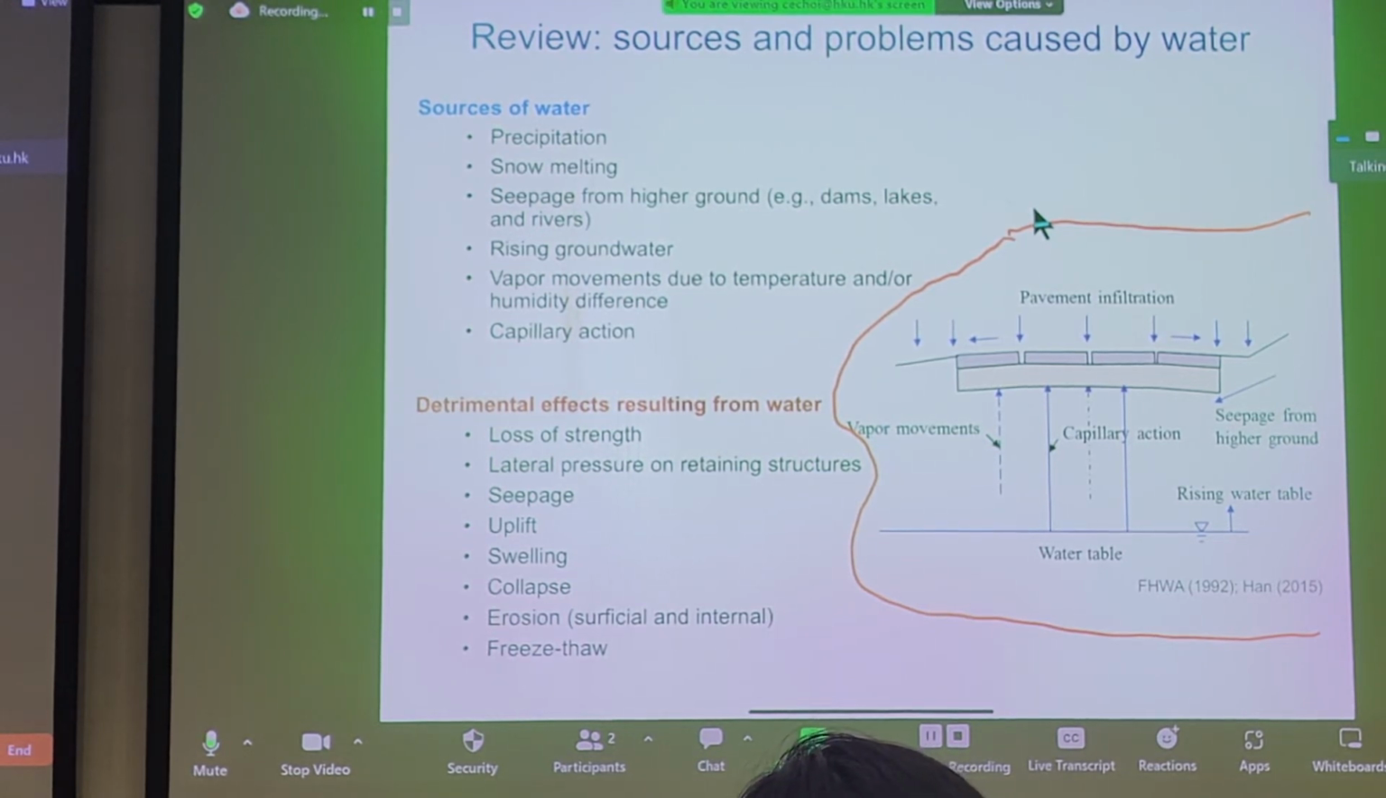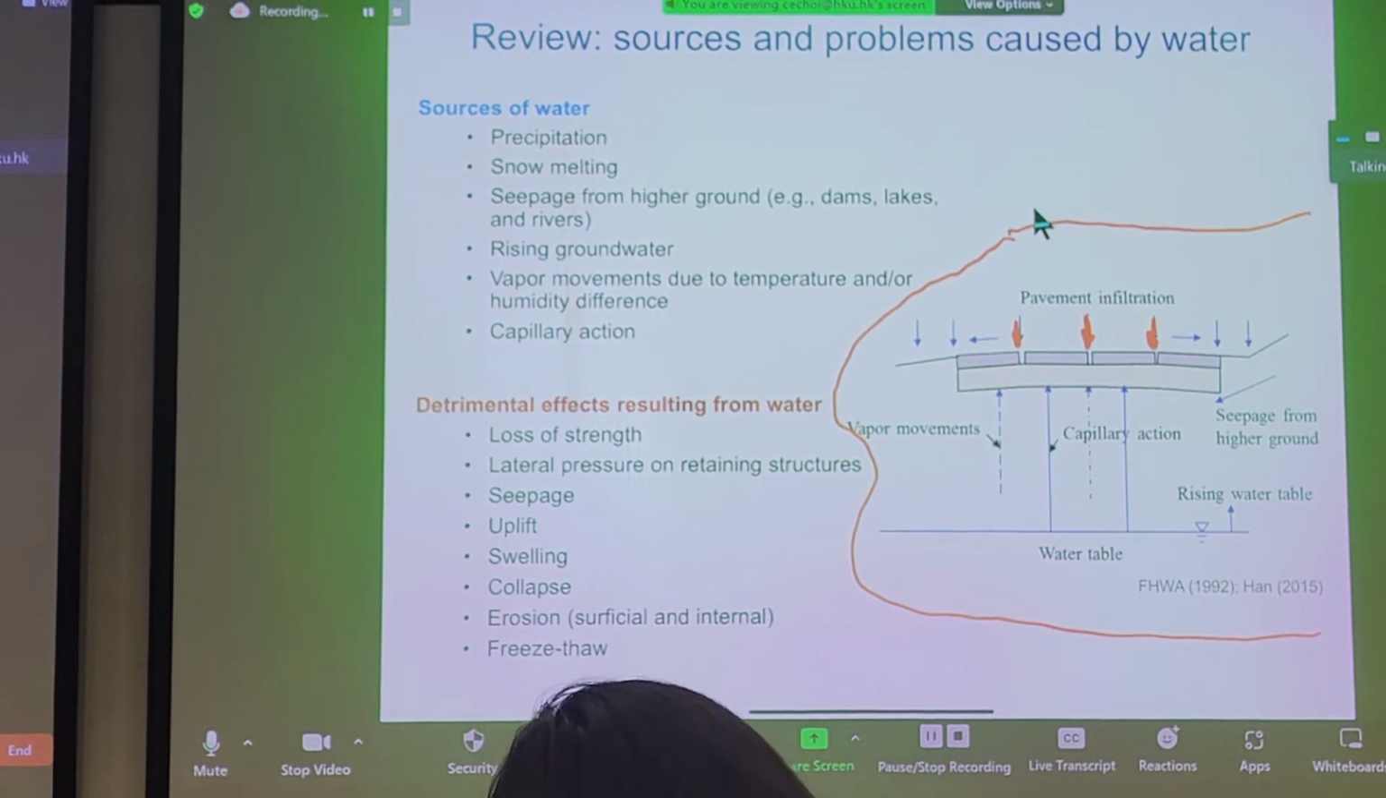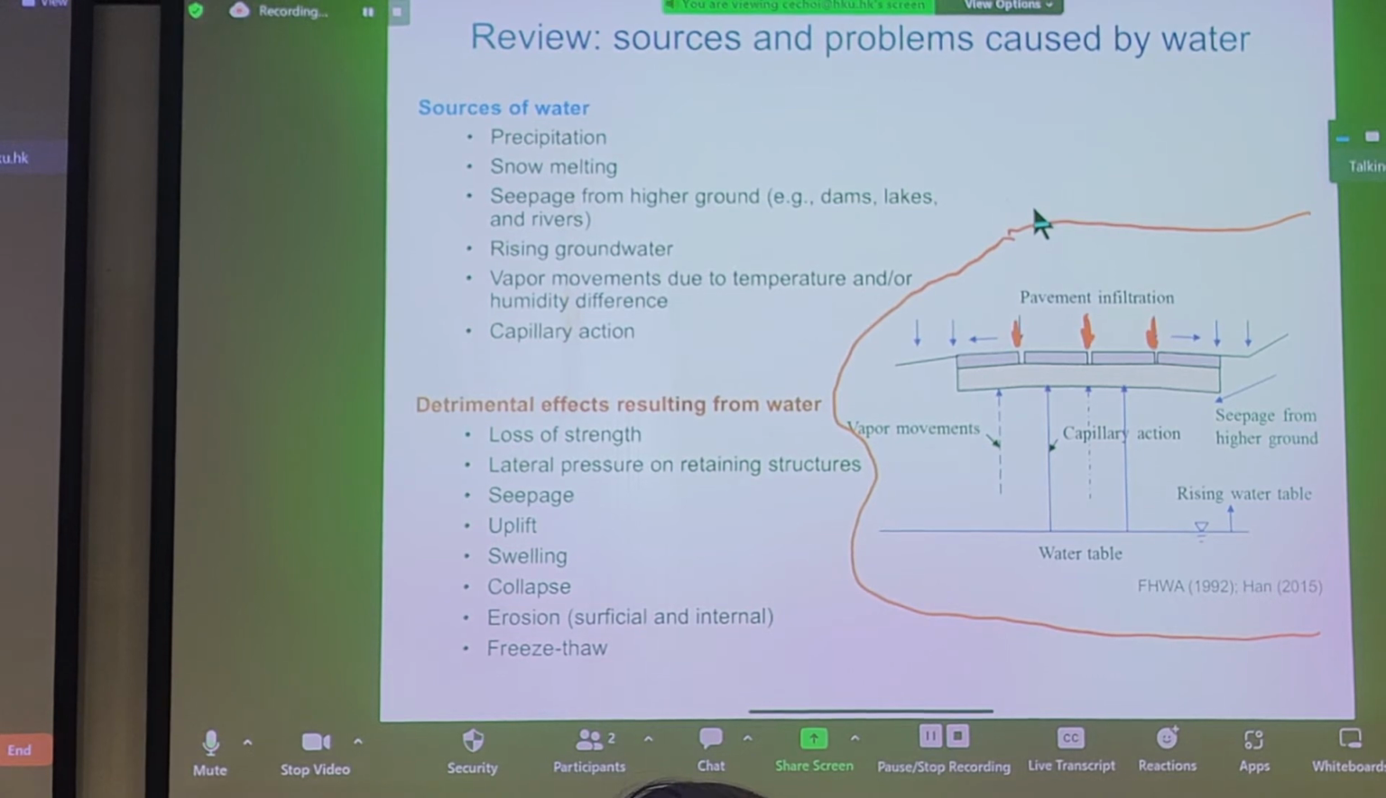For example, if you have something pervious, you can have infiltration into the pavement. With the new concept of sponge city, you can see special types of concrete or pavement where it allows water to not pond but go back into some hydrological system and recycle itself. You can also have runoff on the side when it rains. Let's say it's not pervious. You can have seepage from higher ground, as we mentioned. You can also have capillary action.